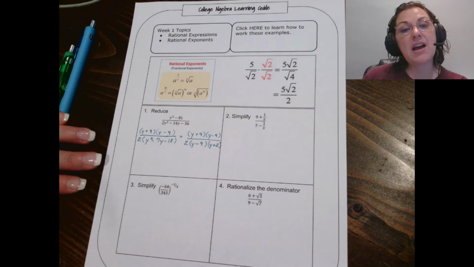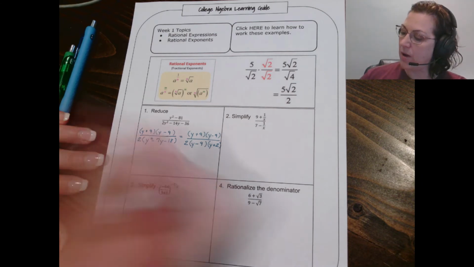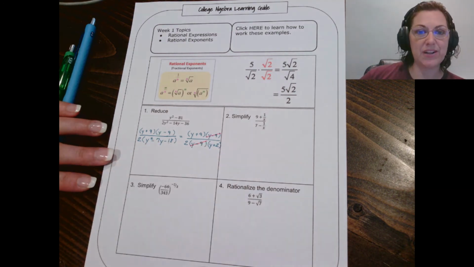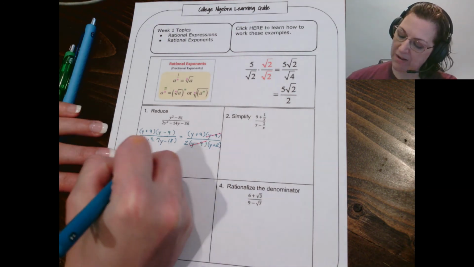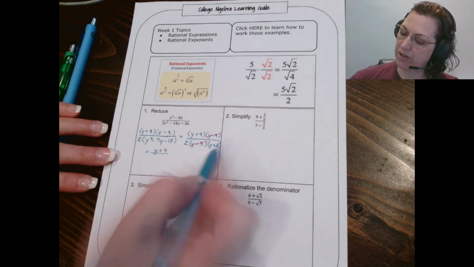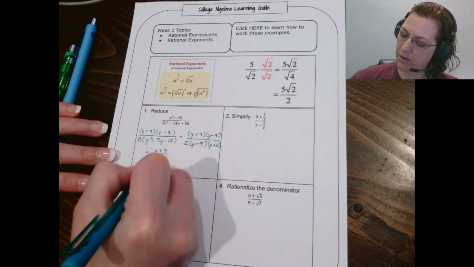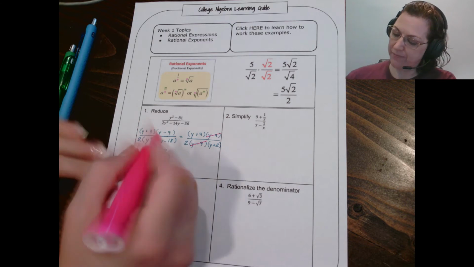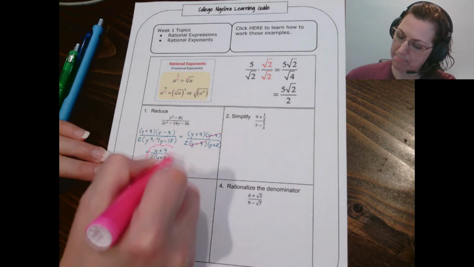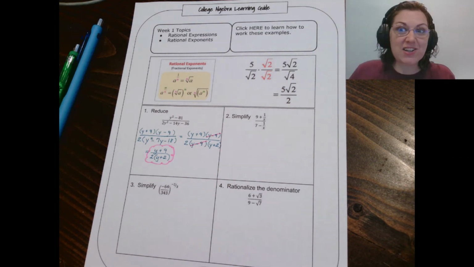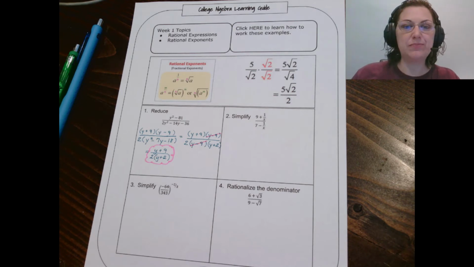But I want you to see now that we have a y minus 9 on top and a y minus 9 on the bottom, and that is going to cancel out very nicely for us. And so my final answer is going to be y plus 9 over 2 times y plus 2. And that's my final answer here. Okay, so lots of factoring, and then look for the things that are the same on top and bottom so you can cancel.